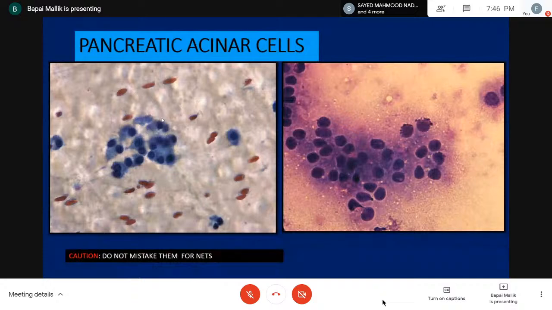The next one, pancreatic acinar cells. So these are pancreatic acinar cells, and sometimes, if they're not present in this kind of acinar pattern and are present individually, because of the plasmacytoid, eccentric location of the nucleus, these cells might look like cells from a neuroendocrine tumor. So one needs to be very careful about that. Look at the quality of the chromatin to differentiate, and a few other features.